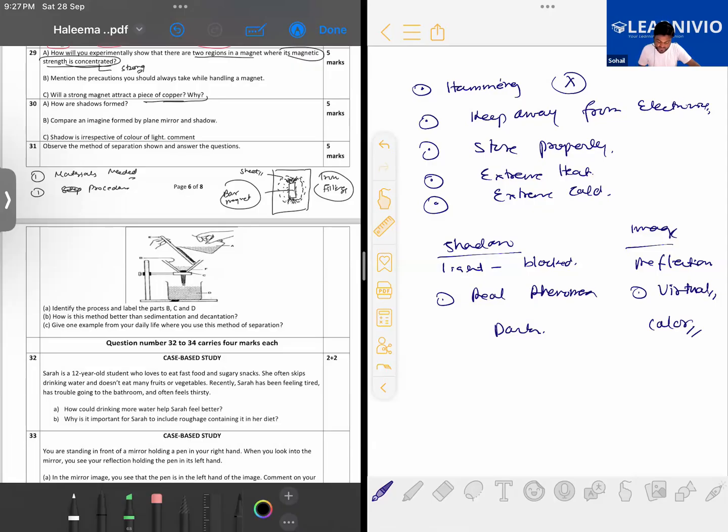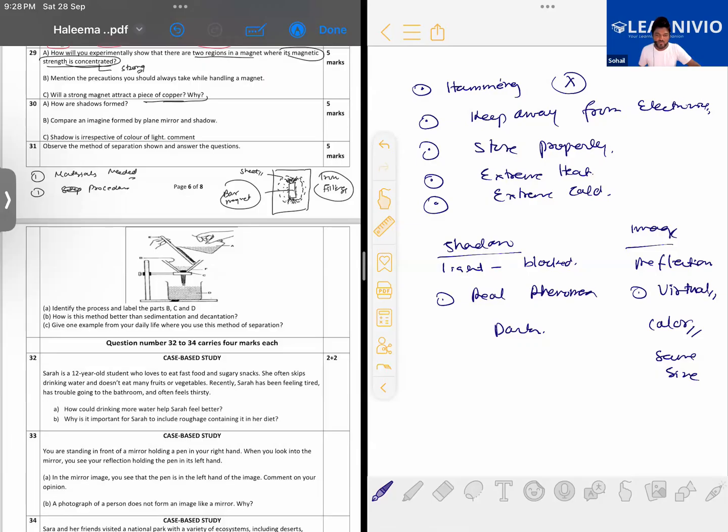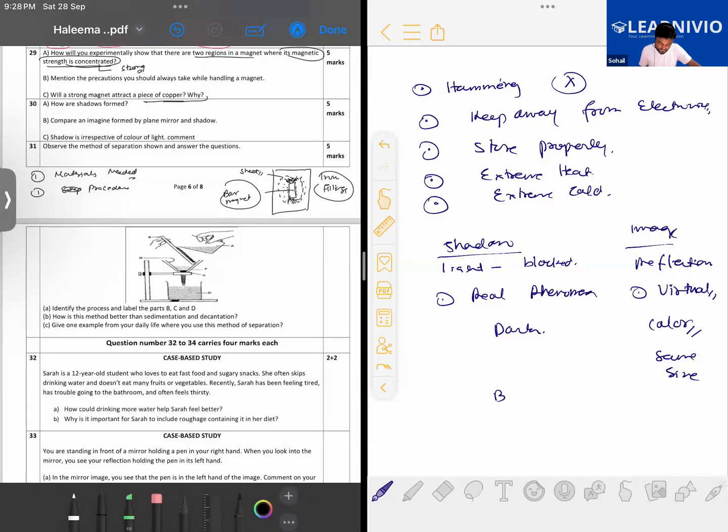Talking about the size, images are of the same size. In a shadow, the size changes on two factors: the angle of the incoming light rays falling on the opaque object, plus the distance between the source of light and the opaque object. The image is sharp and well defined, but a shadow can be blurry while the image is sharp. So many differences are there.